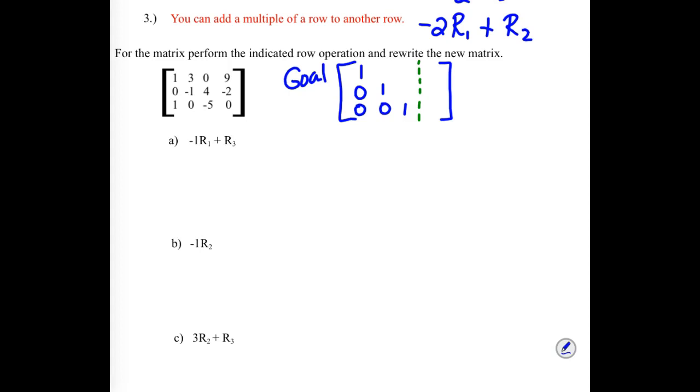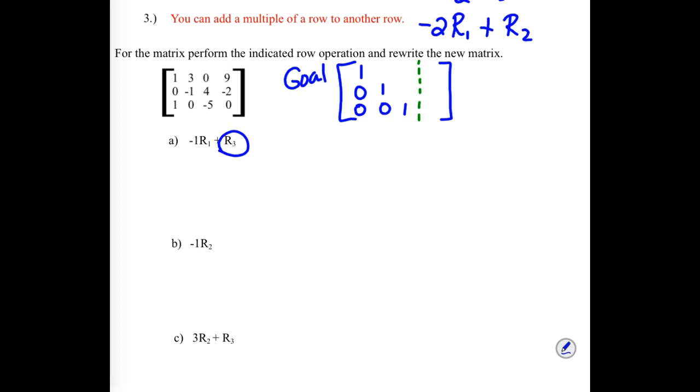So the first step here says we are going to multiply row 1 by -1, and we're going to add it to row 3. The row that we are changing is row 3. So we might multiply a row by something and add it to a different row. It's the row that we're adding it to that's changing. Okay?